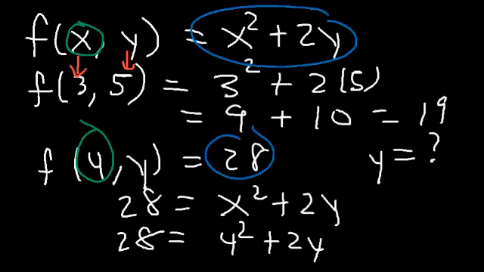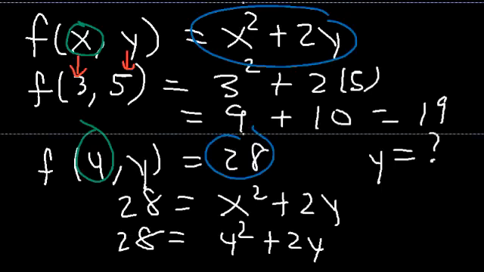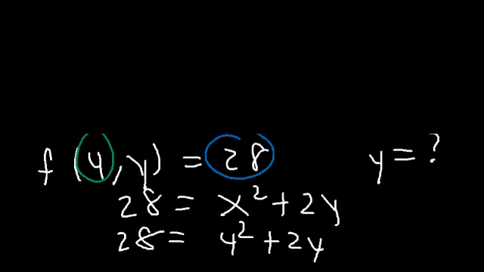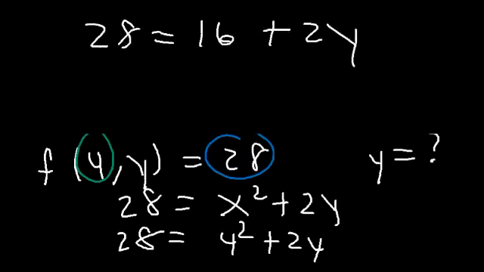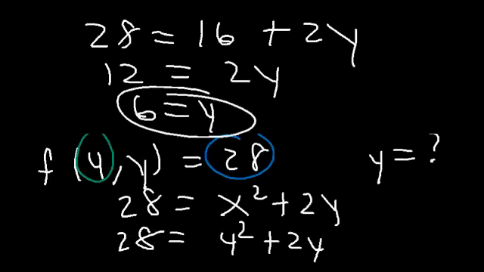And let's make some space. So therefore, 4 squared is 4 times 4, which is 16. And if we subtract both sides by 16, 28 minus 16 is 12. And if we divide both sides by 2, 12 divided by 2 is 6. So y is 6. So that's how you can solve for a variable if you have a function with two variables. So now let's talk about composite functions.